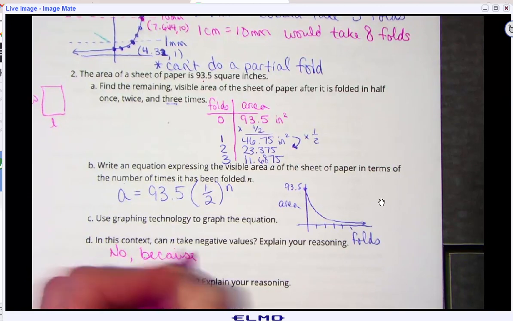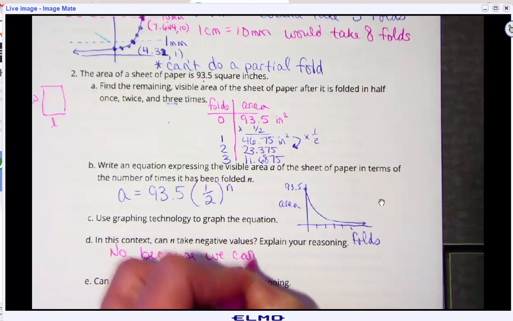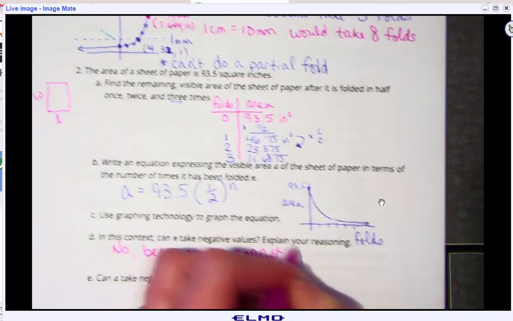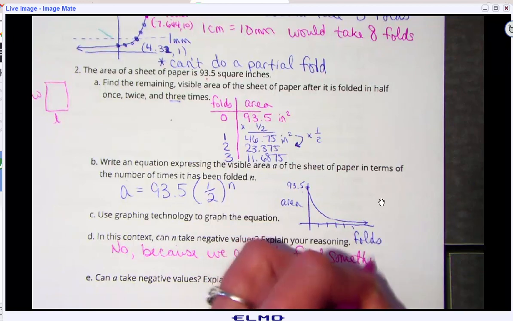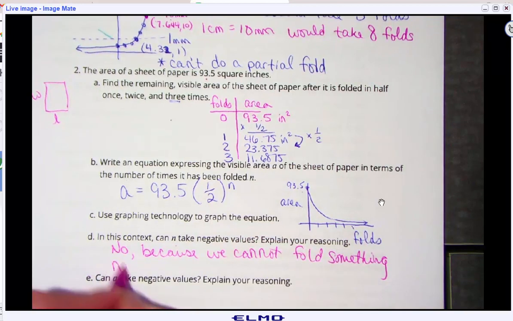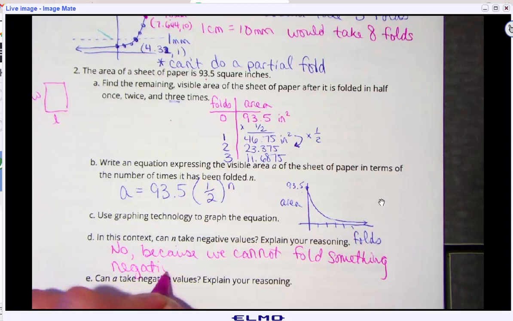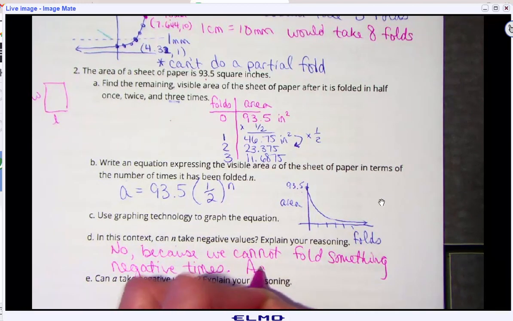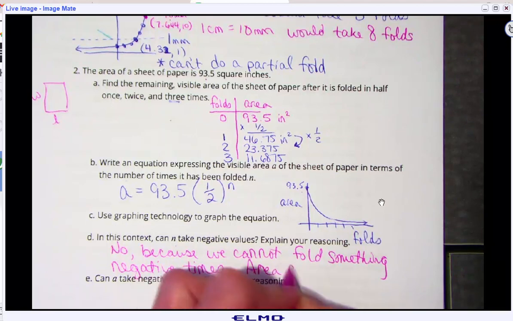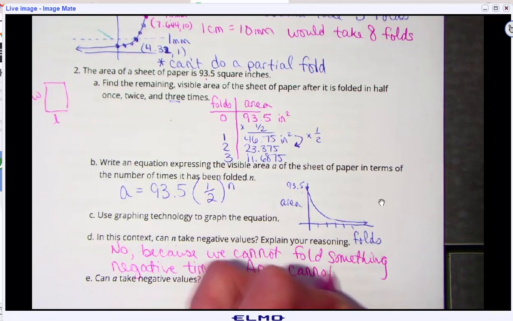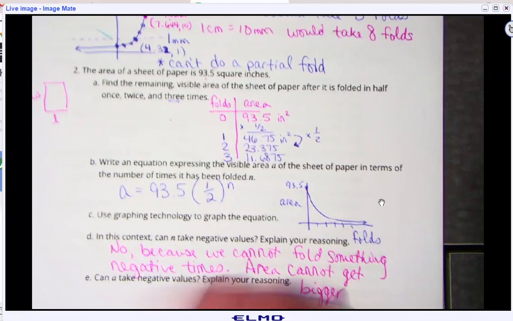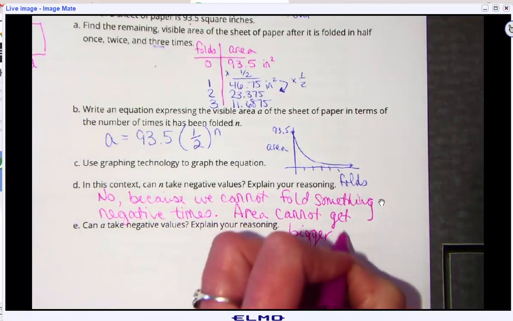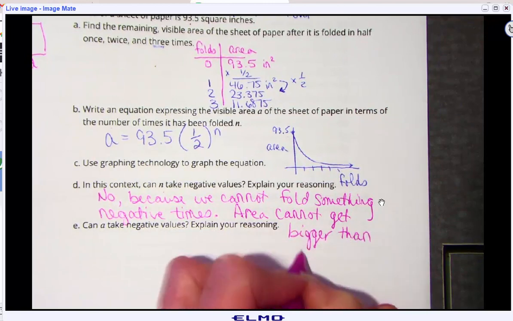because we cannot fold something negative times. The area cannot get bigger than it starts.